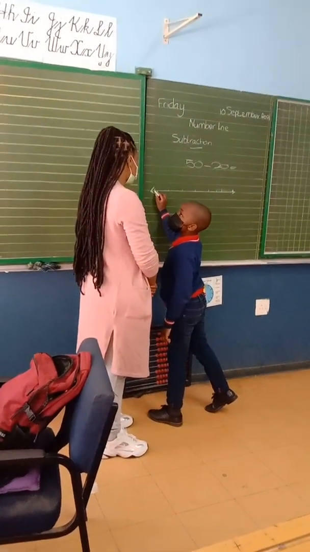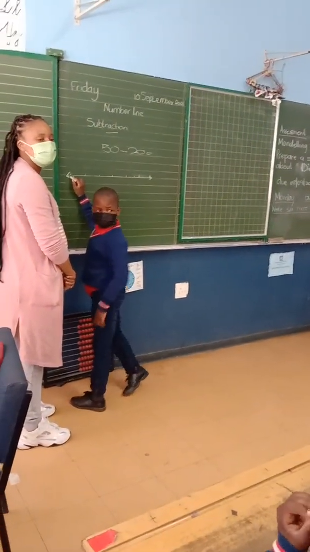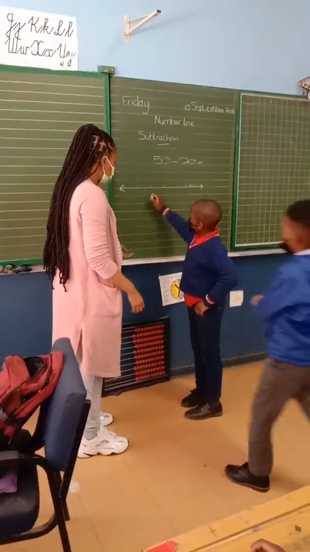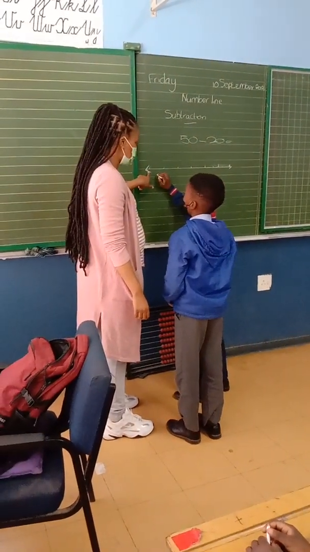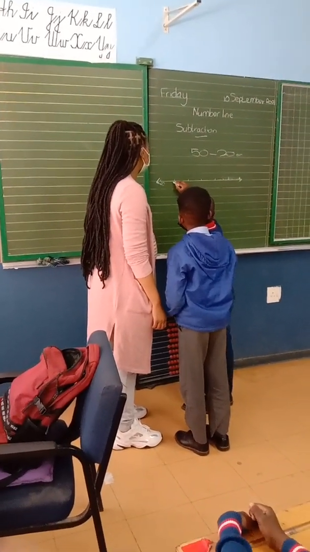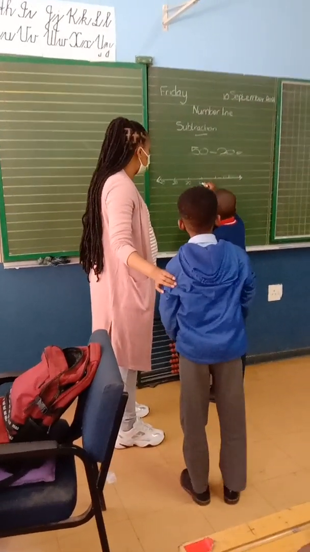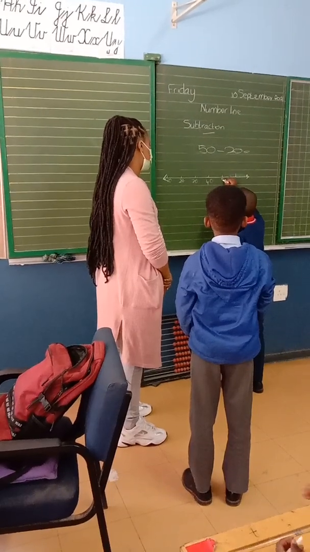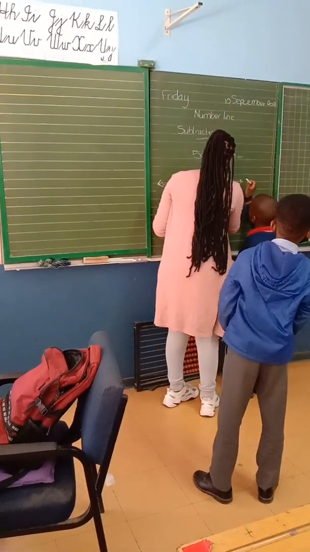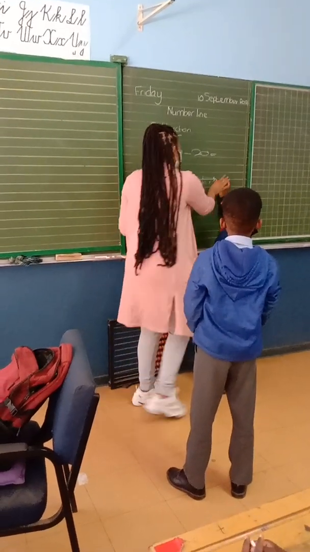Are you going to start at 50? No. Can someone help him, please? So what numbers are we starting with? Okay. 10, count. 70.